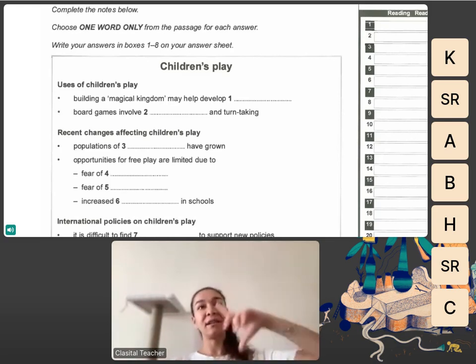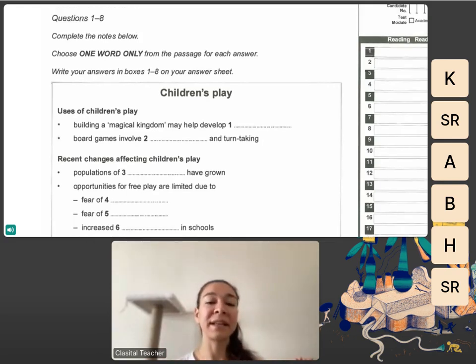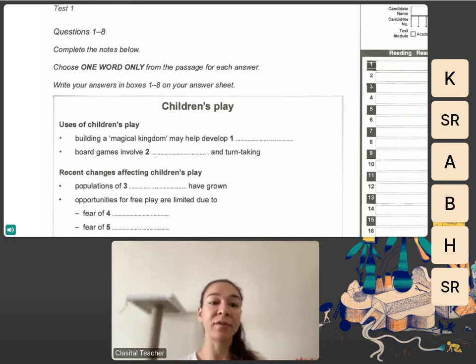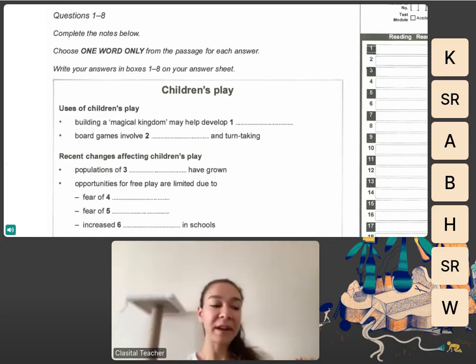But in passage 1 and 2, the words will be more similar to the notes. If you come across the note completion question in passage 3, you should pay attention to the paraphrasing and synonyms.